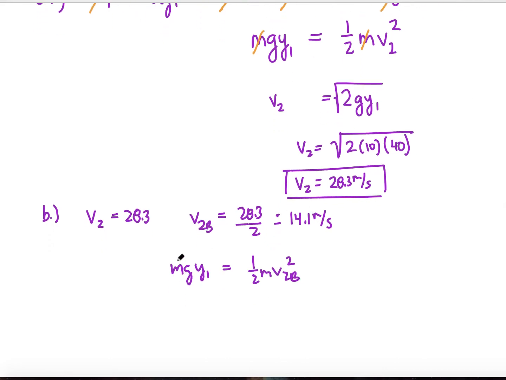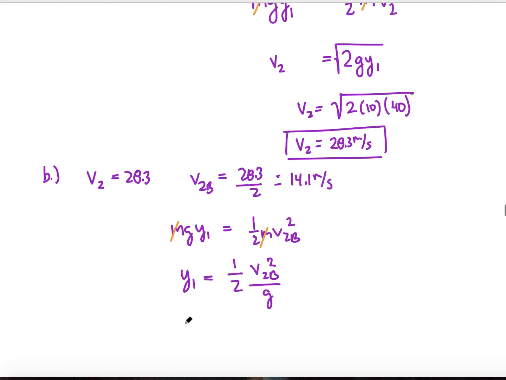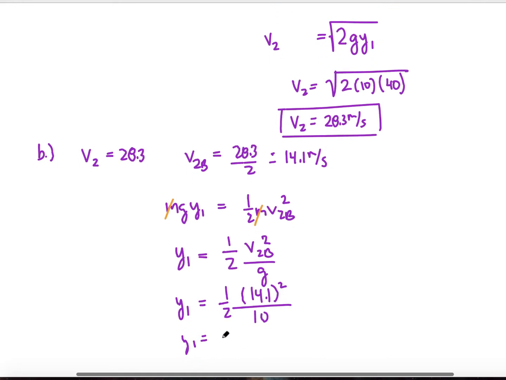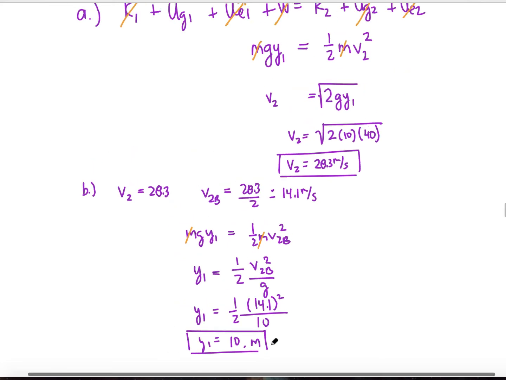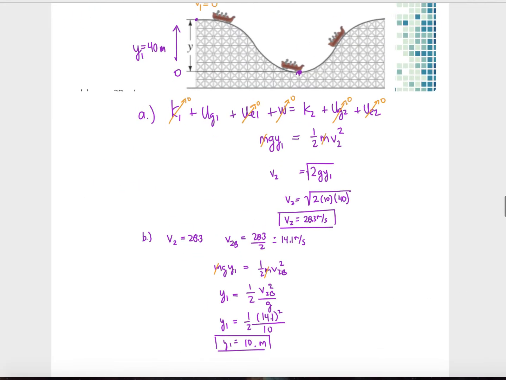So mass cancels again. And in this case, we're looking for y1. So we have y1 is 1/2 times V2b squared over g. So let's substitute in some numbers. 1/2 times our 14.1 squared over 10 gives us an initial height of, we'll say, pretty much 10 meters. And so there you have it. Same conservation of energy concepts, just applied in a slightly different way.